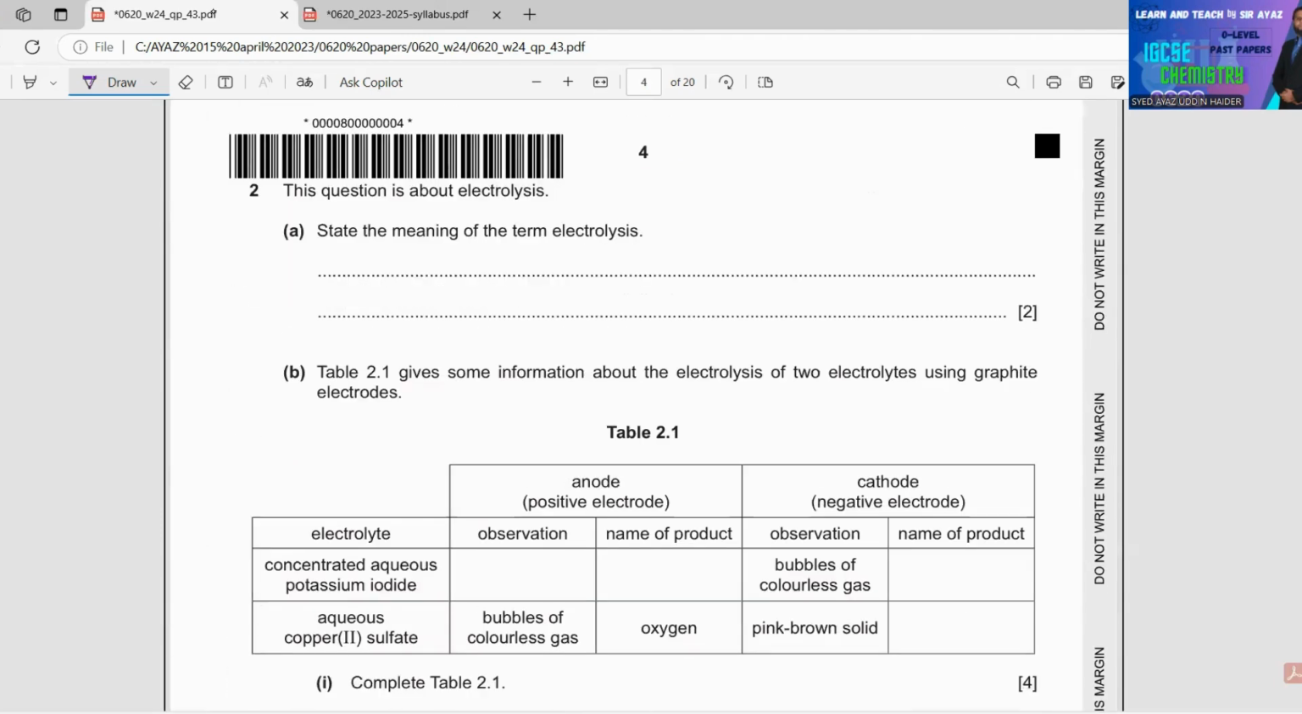Moving to next question, which is question number 2. This question is about electrolysis. A. State the meaning of the term electrolysis. Electrolysis, it's divided into two terms. We have electro and lysis. Lysis means breakdown. And electro means current. So we have breakdown by passing an electricity.